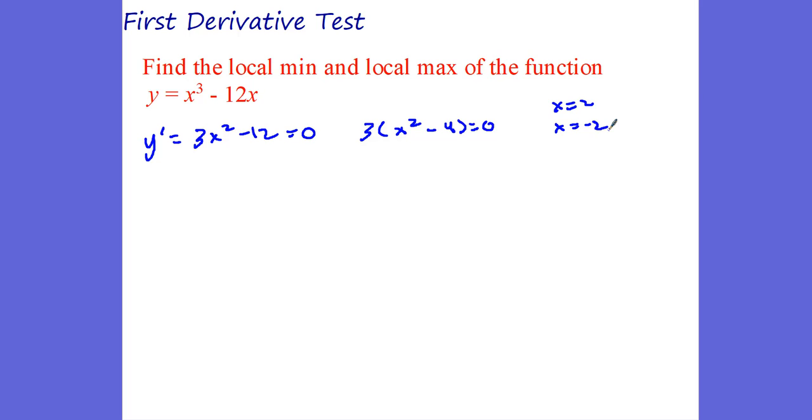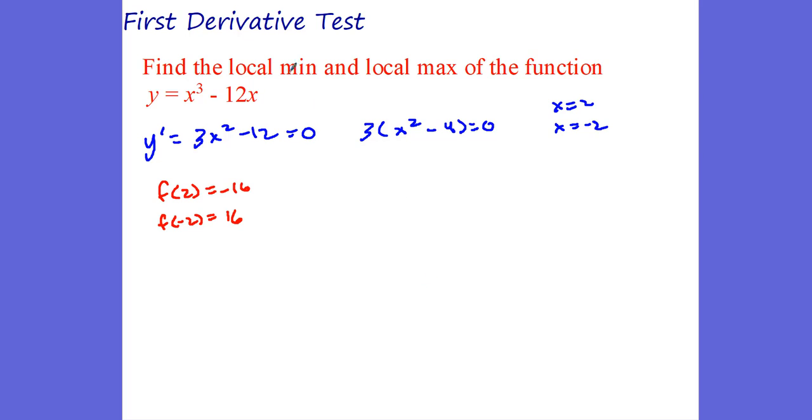Now, of course, if I wanted to plug this back in, I very readily could, and I could find out my y values for this. If I plug it back into my original function, then I get f of 2 is equal to 2 to the third power minus 12 times 2, which is negative 16. And I get f of negative 2, which ends up giving me positive 16.